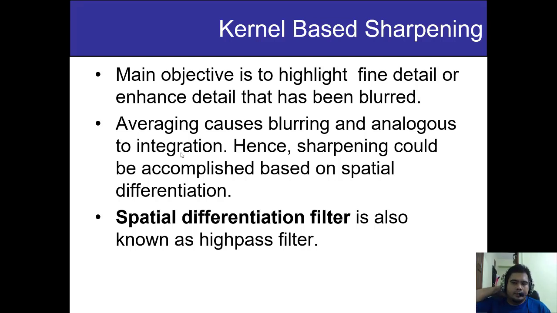Okay, now let's talk about the sharpening process. Again, in kernel-based neighborhood processing, we only talk about two main filtering mechanisms, which are a smoothing filtering operation as well as a sharpening filtering operation. In sharpening filtering operation, in contrast with smoothing, the main objective of sharpening is to highlight the fine detail.